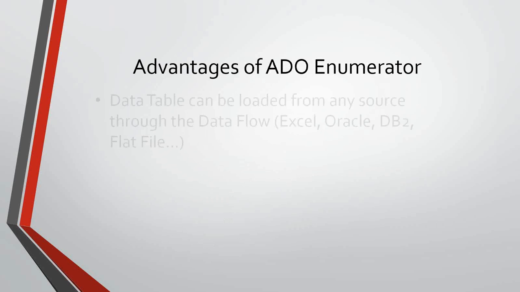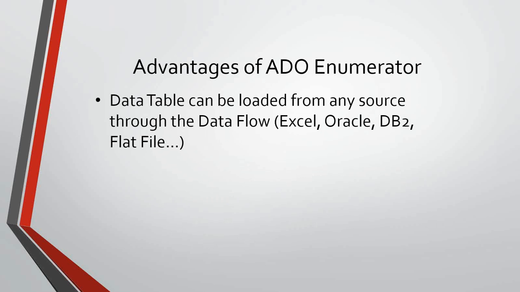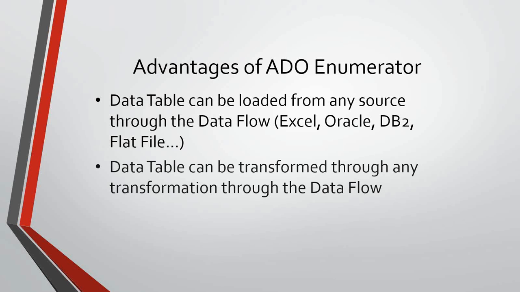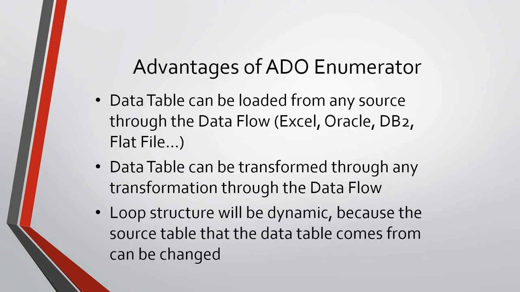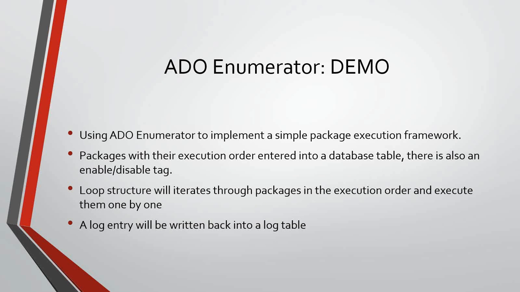The advantage of the ADO enumerator is that the data table can be loaded from any kind of source: from an Excel file, from Oracle, DB2, SQL Server, a flat file, and you can use a bunch of transformations in the data flow, because in the data flow we have many transformations, so you can transform data as you want and then load it into the object variable. And the loop structure will be dynamic, because when the source data is changed, or changed through transformation, then the loop output data will be changed.